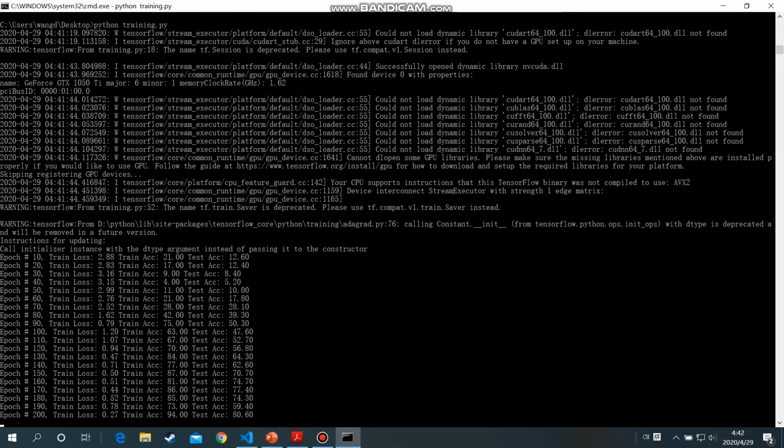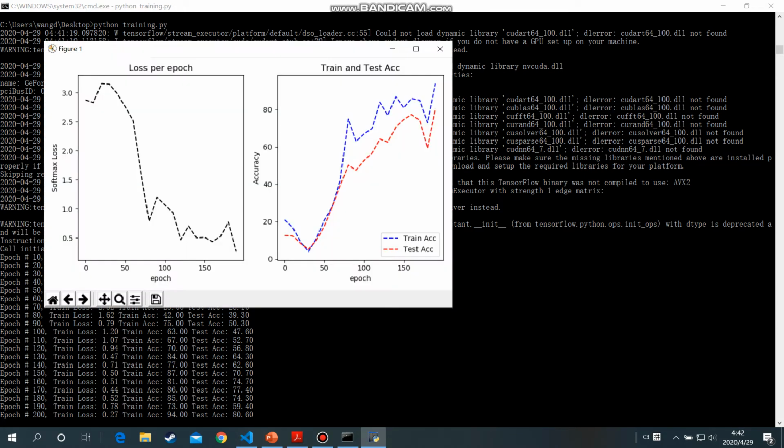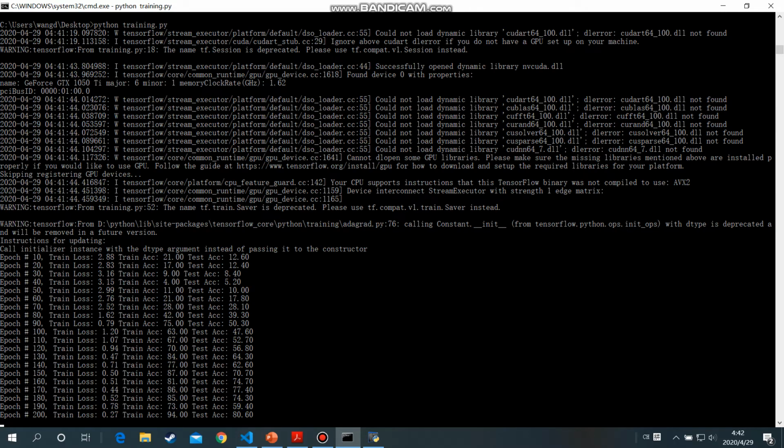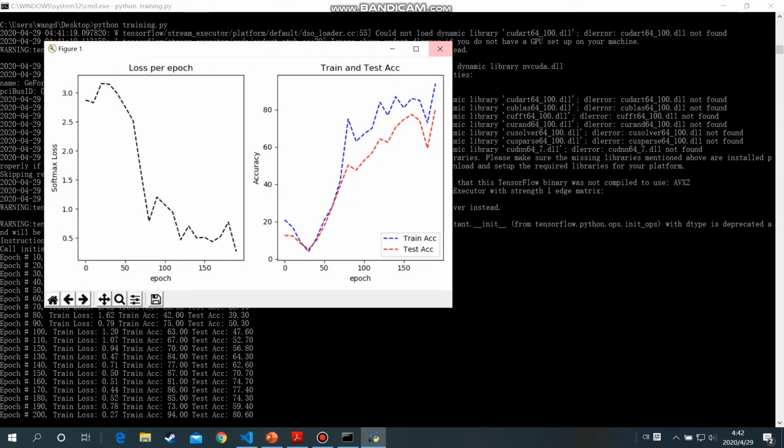We start training here, and we can see in the picture that as the epoch grows, the loss gets lower and lower, and the accuracy for both training and test becomes higher, and there is still some space for improvement. So we can try to change the epoch to 2000 and save it. Let's see what happens. We need to close the picture too.